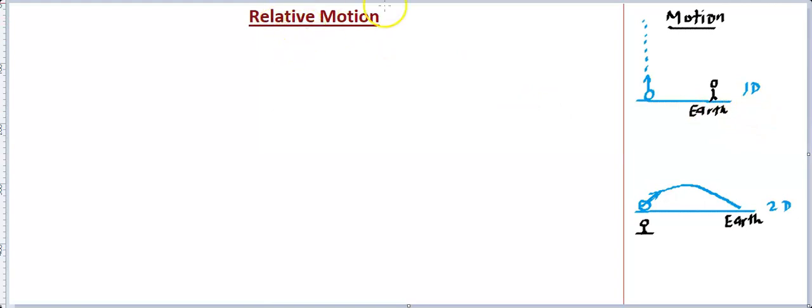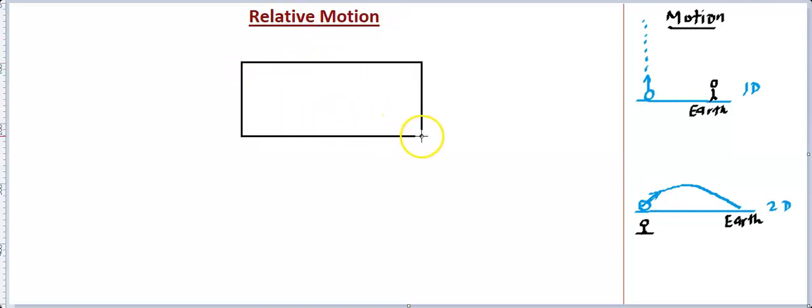So let's say you are moving on a train. Let's say this is a compartment and it is moving with certain velocity in this direction. And you are here. Let's say your name is A. Of course this is moving on the ground, and let's say on the ground there is another observer, that's B, maybe your friend. So these are the two persons, and we need to see the importance of relative motion over here.